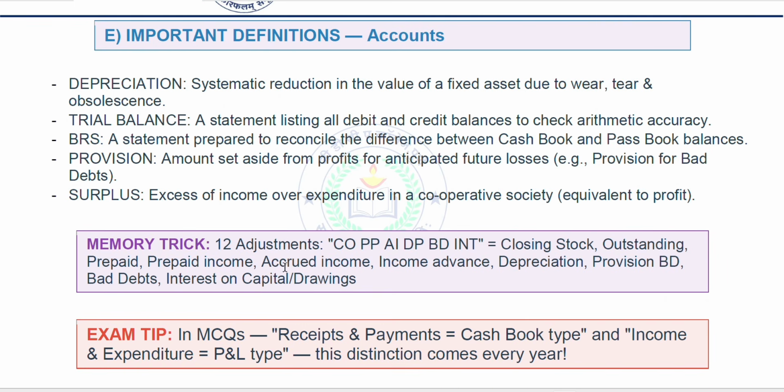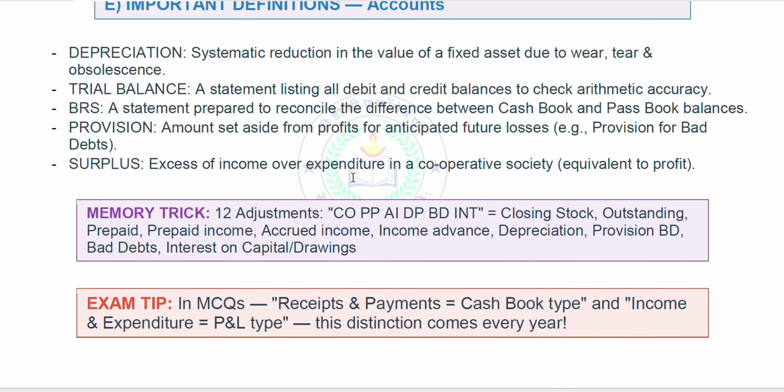Important definitions in accounts. First is depreciation: systematic reduction in the value of a fixed asset due to wear, tear and obsolescence. Trial balance: a statement listing all debit and credit balances to check arithmetic accuracy. BRS: a statement prepared to reconcile the difference between cash book and passbook balances.